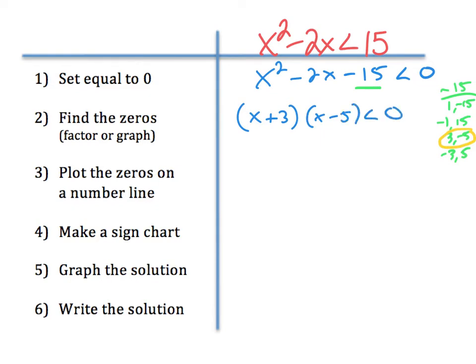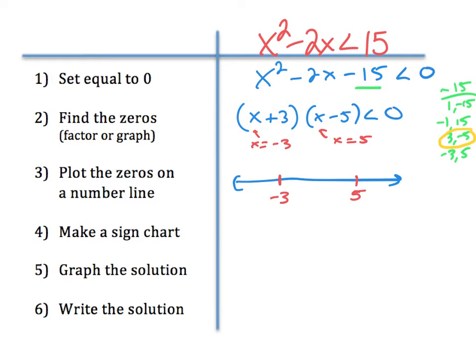We plot the zeros of that on the number line, and so remember the zeros are going to be the opposites there. What makes that 0 here? Well, if I sub in x equals -3, it makes it 0, and also if I sub in x equals 5, that makes it 0. So on a number line, -3 is going to go first, 5 is going to go to the right of that.